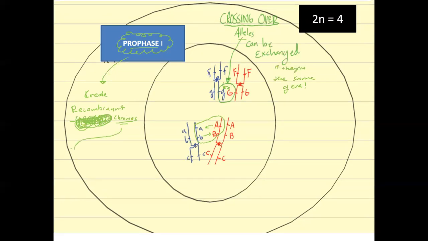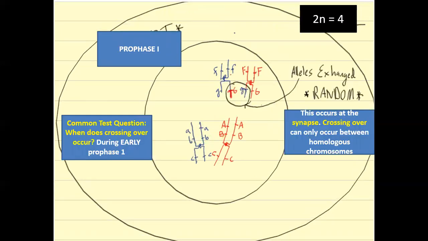Now, if you don't remember what recombinant means, that means you're getting new combinations of genes on a chromosome. So they're different than the parental type. So recombinant chromosomes happen in prophase 1, early prophase 1. Okay, so this is a common test question: when does crossing over occur? It's during early prophase 1. This occurs at the synapse. Crossing over can only occur between homologous chromosomes.